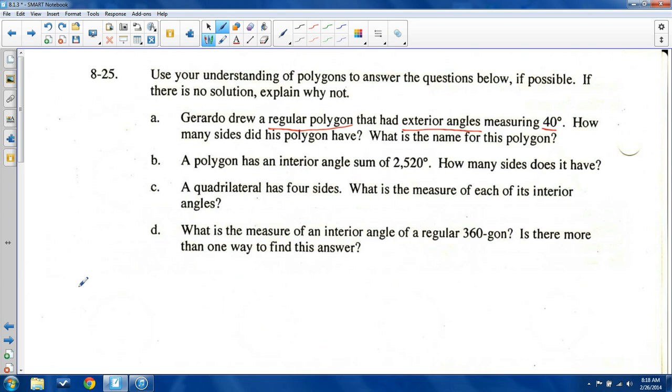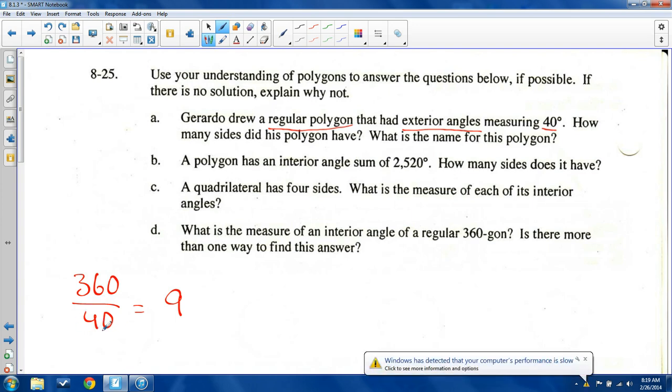So if I take 360 divided by 40, that gives me my n, my number of sides in my polygon. So I have a nine-sided regular polygon here. 40 told me what each exterior angle was. If I take 9 40s, I get 360 because the sum of the exterior angles always equals 360. I hope that makes sense. So 40 times 9 is 360. What is the name for this polygon? Well, this is a nonagon.